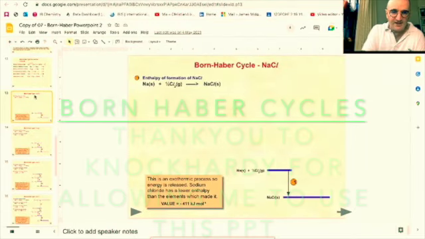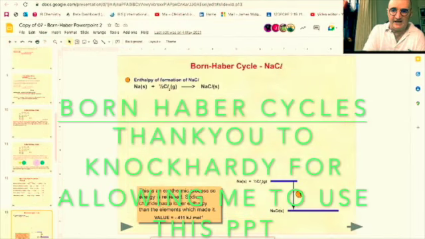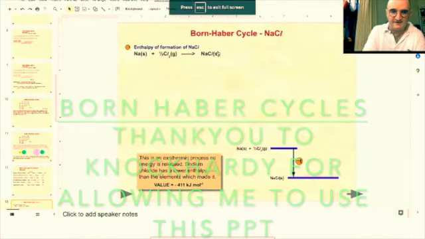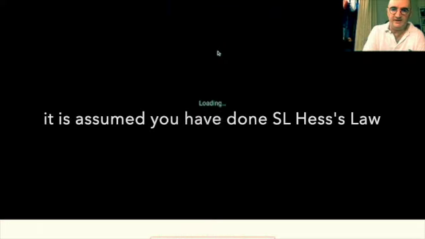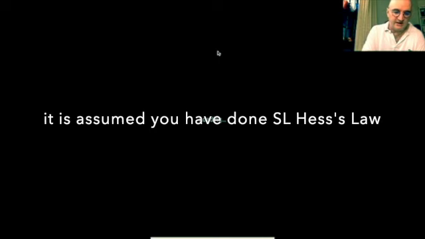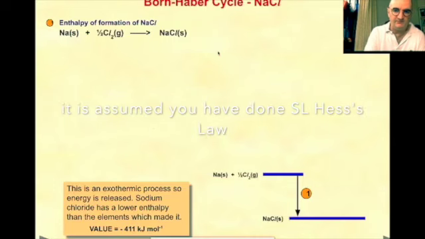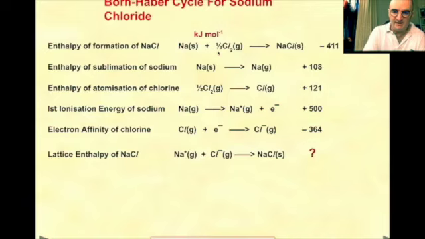We have done previously, we have been looking at Hess's law cycles. We've done Hess's law cycles for formation, combustion, and average bond enthalpy. They have tended to be 2 or 3 step cycles. We've not done any multi-step cycles.